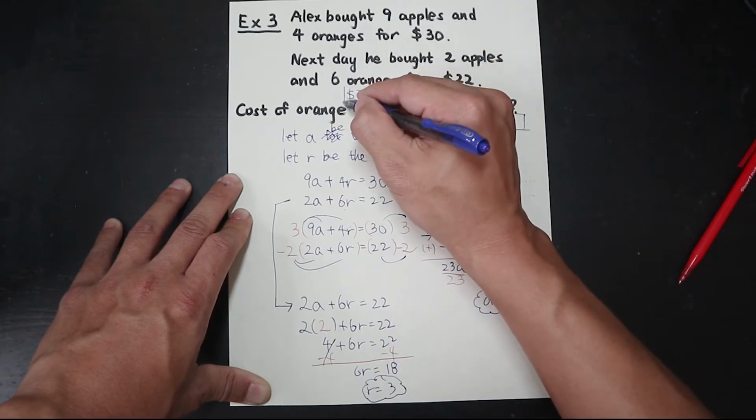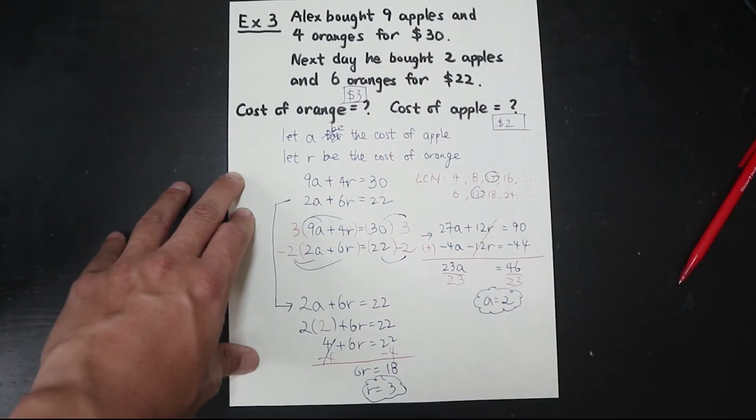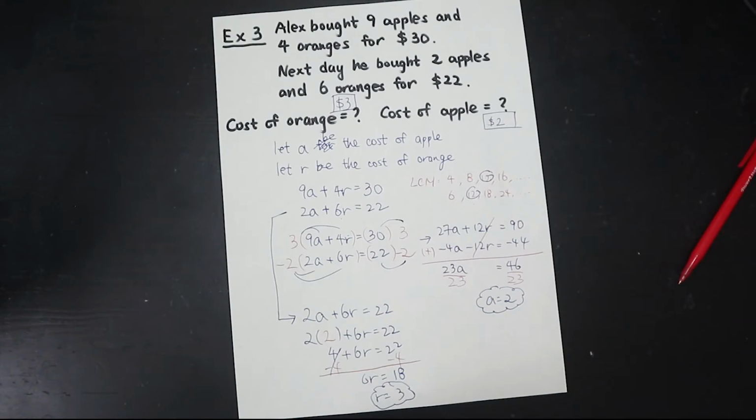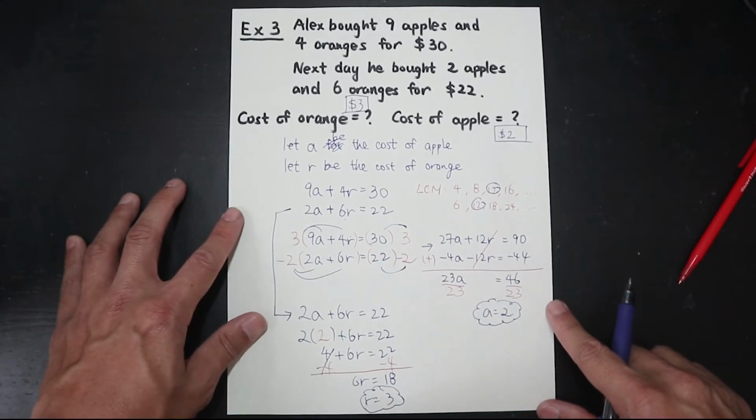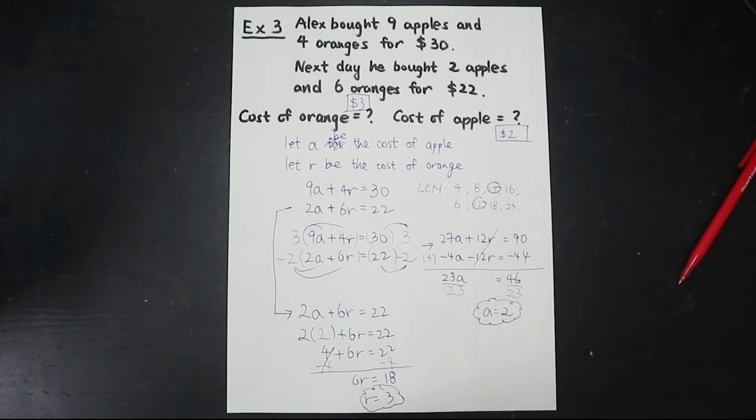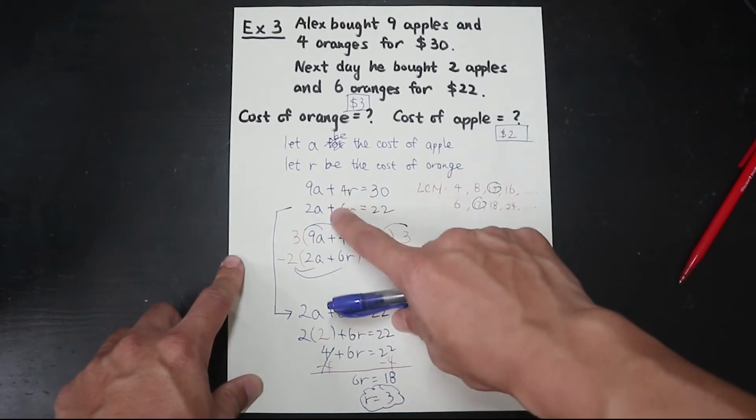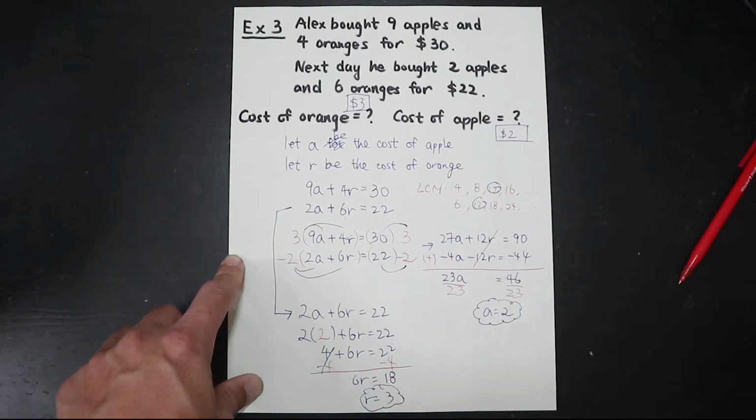And it kind of makes sense. In real life, the cost of an apple and the cost of an orange may be very close to a reasonable value, right? So that's how you solve a system of equations when you have coefficients that are not multiples of the other.